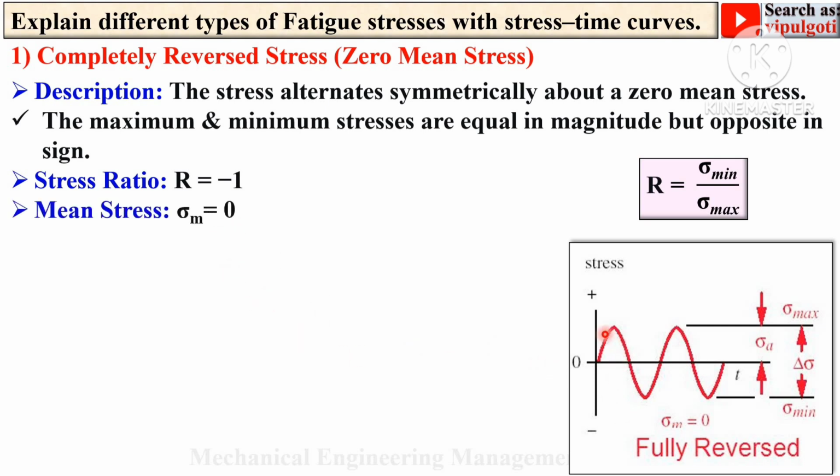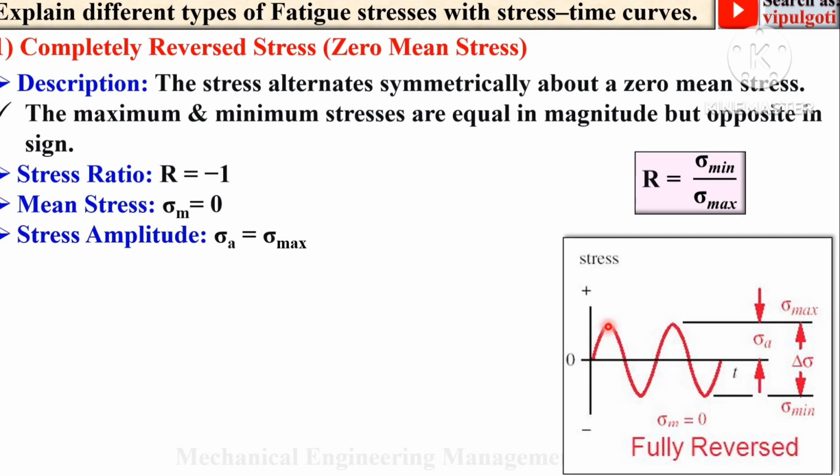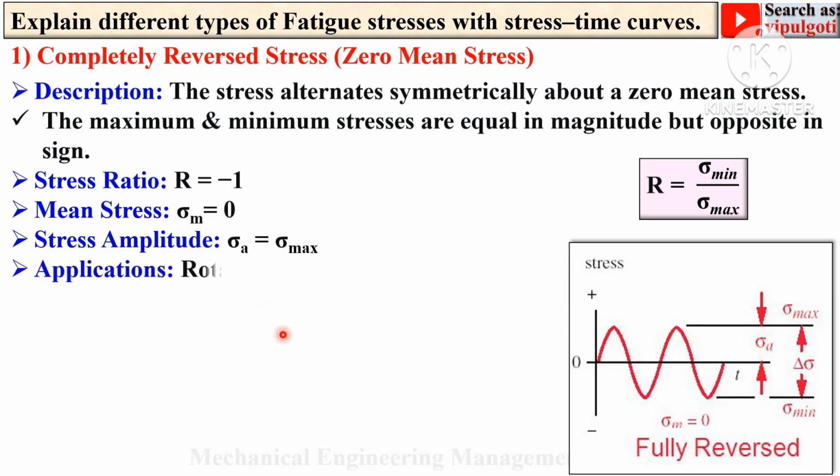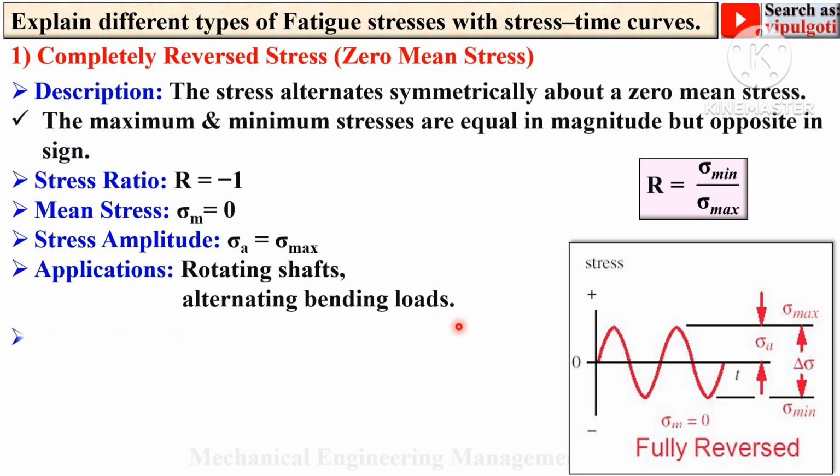Now the mean stress: in this case the mean stress is always 0. Stress amplitude is the maximum value measured from the mean stress line. Here you can see this is the mean stress line and the maximum value. This magnitude is the amplitude. So here sigma A is exactly equal to sigma max. Now the applications: rotating shaft, alternating bending loads.